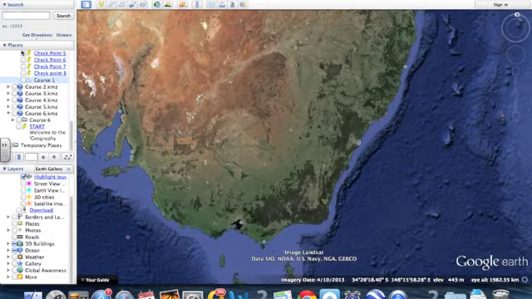What else have we got here? Its highest point is, in fact, Mount Kosciuszko, which is approximately 2,228 metres in height.